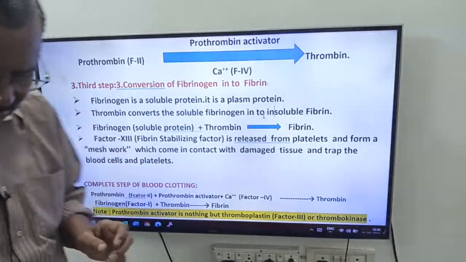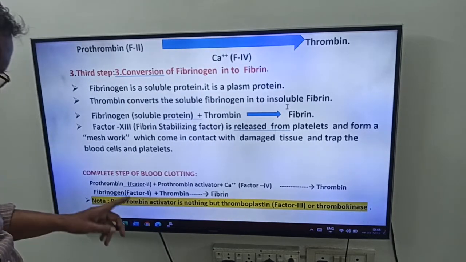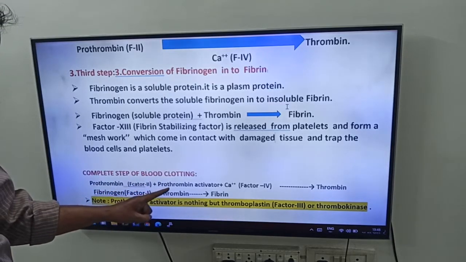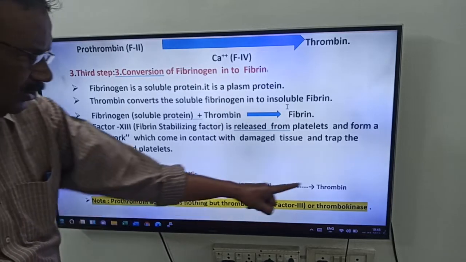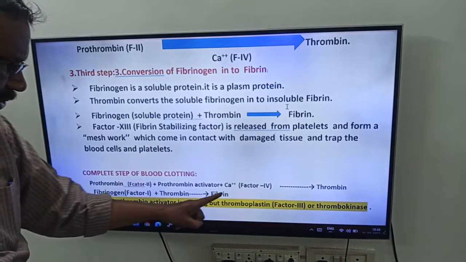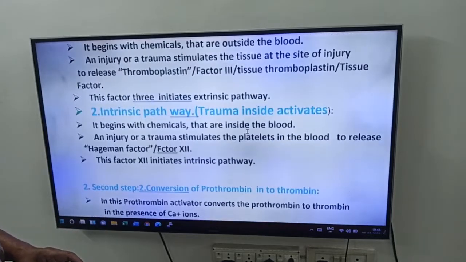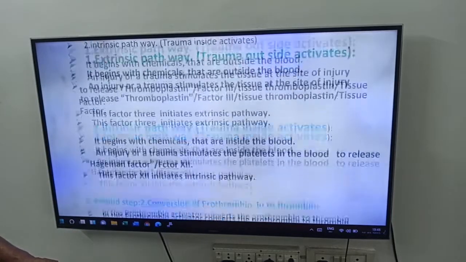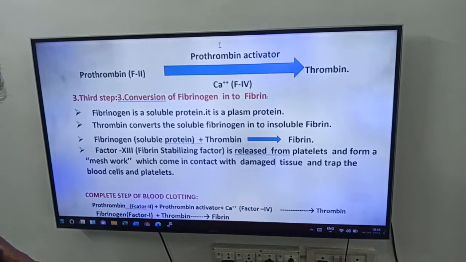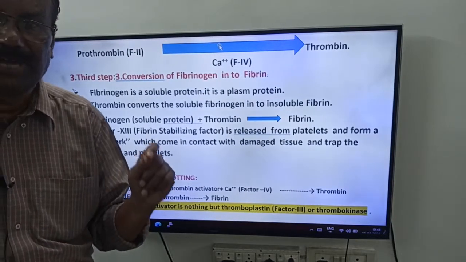Now you see the last one, friends. First one, the complete step of blood clotting: prothrombin plus prothrombin activator plus calcium gives rise to thrombin. Second one, fibrinogen plus thrombin gives rise to fibrin. Now here you remember one more important point, friends. What is fibrinogen? Fibrinogen is factor 1.